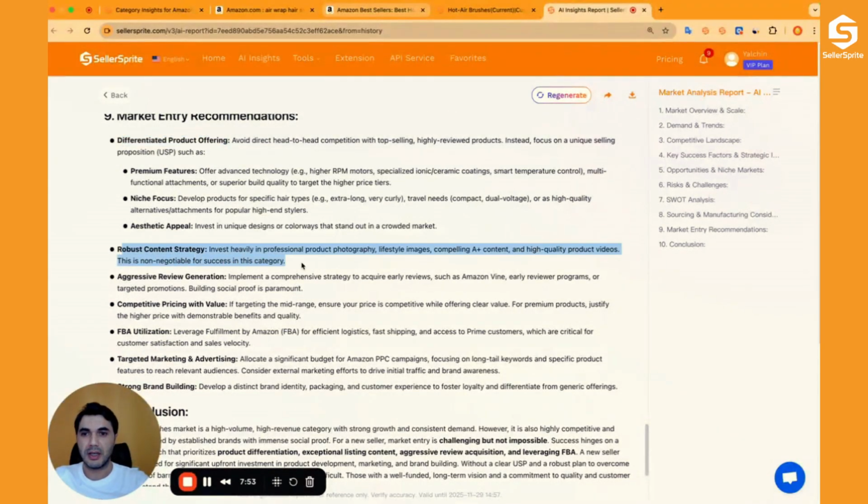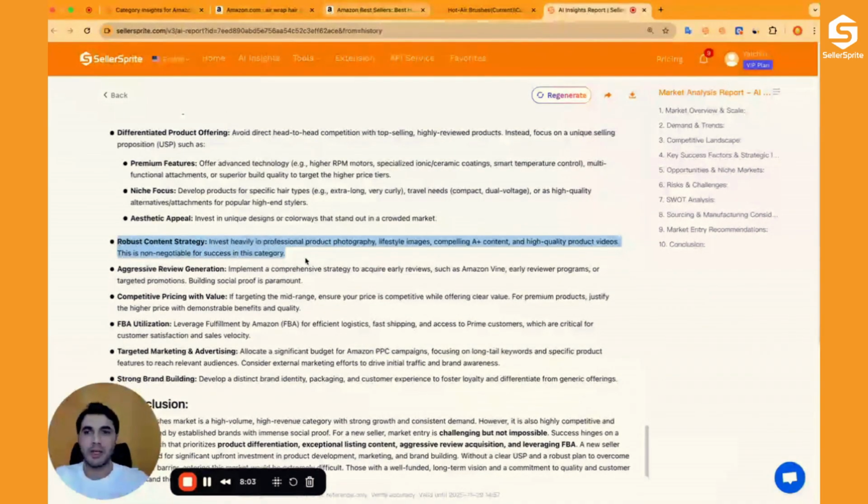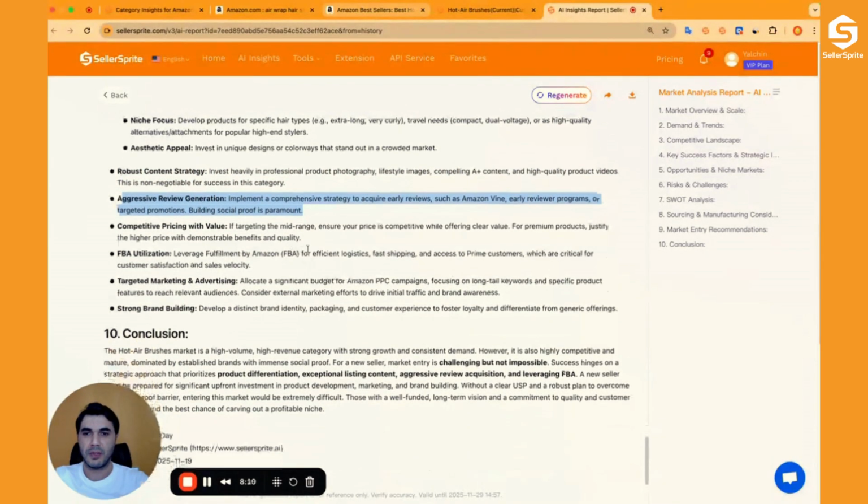The content strategy might be very helpful if you use this kind of content. You can create more content on social media for outside traffic. Aggressive review generation: I'm not sure what the average review ratio is and what the review velocity is, but here the AI detected some aggressive review generation. If you want, you can go to Vine or review programs, or some different variation.